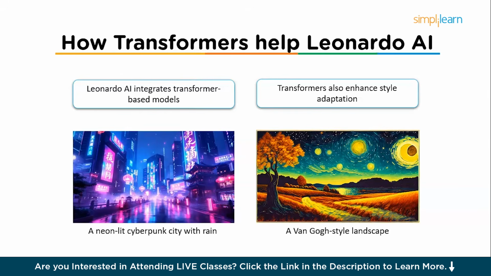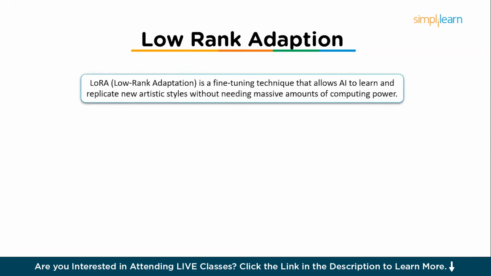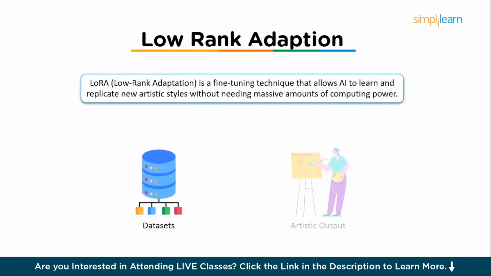Now let us understand what is LoRA, that is low rank adaptation, a custom style training. So we will understand what is LoRA now. LoRA, the low rank adaptation, is a fine-tuning technique that allows AI to learn and replicate new artistic styles without needing massive amounts of computing power. It enables users to train AI on specific datasets to create personalized artistic output.